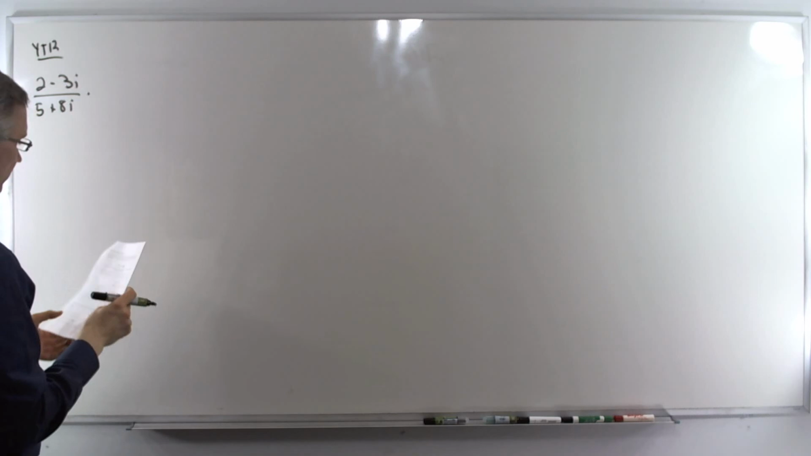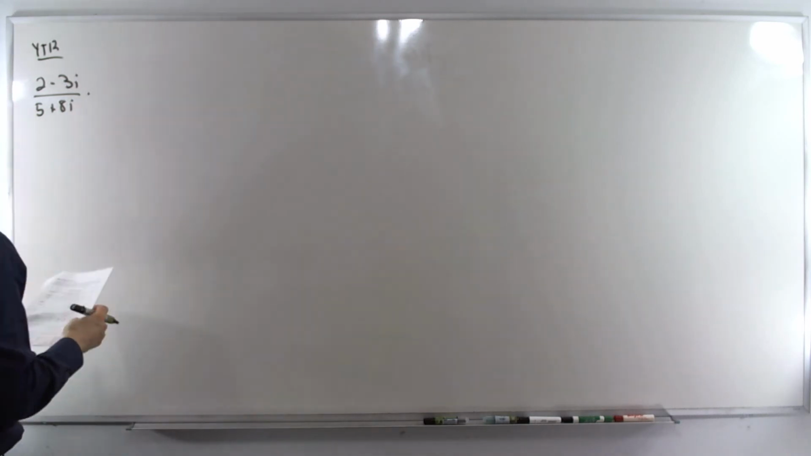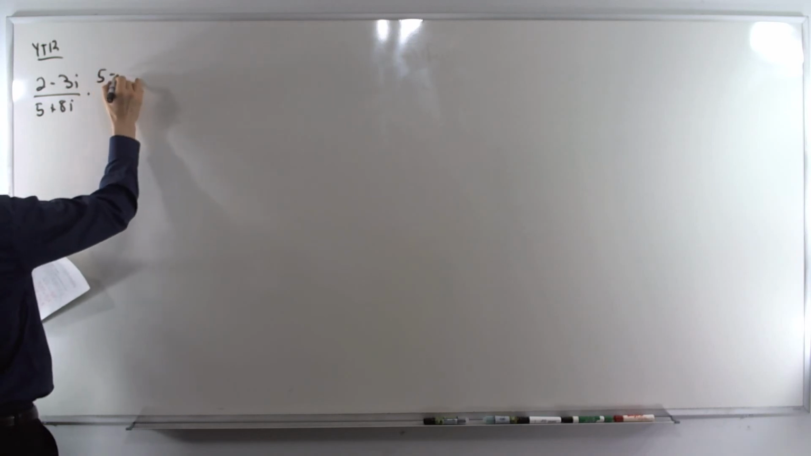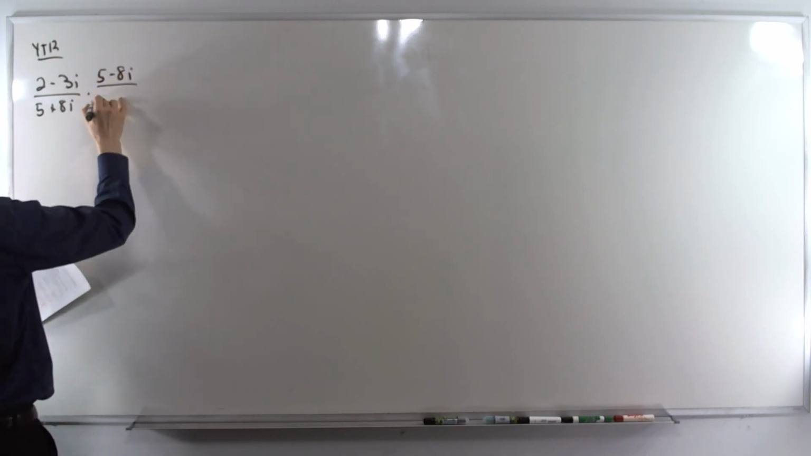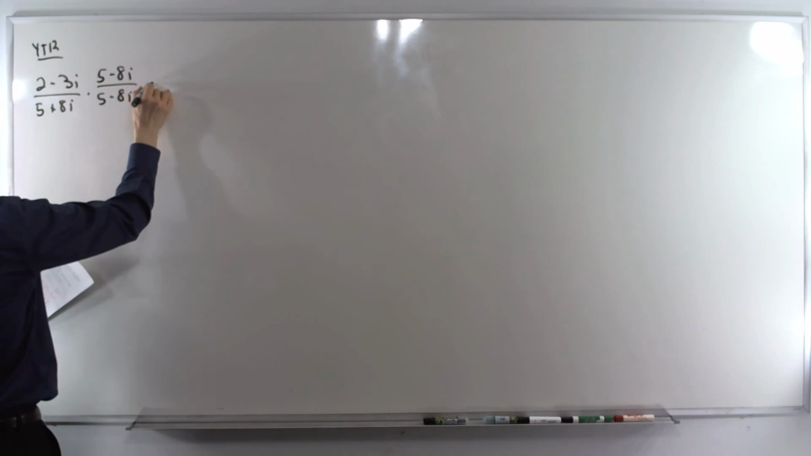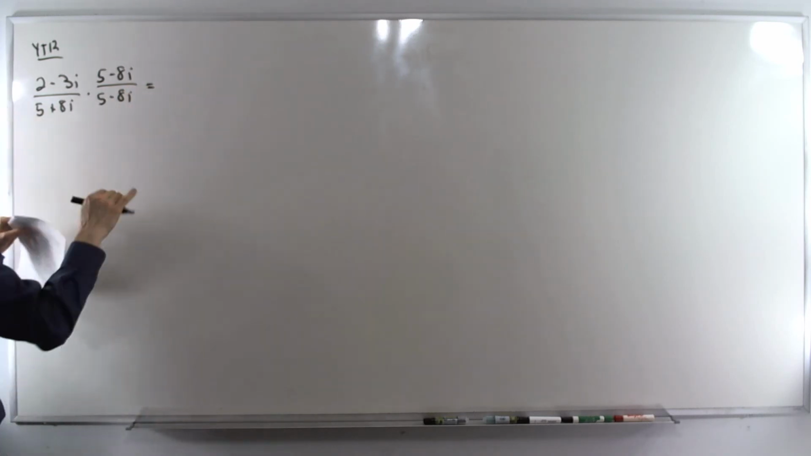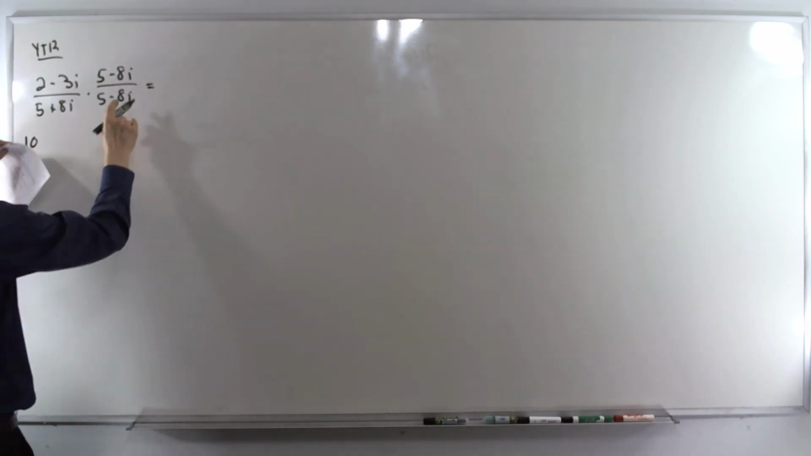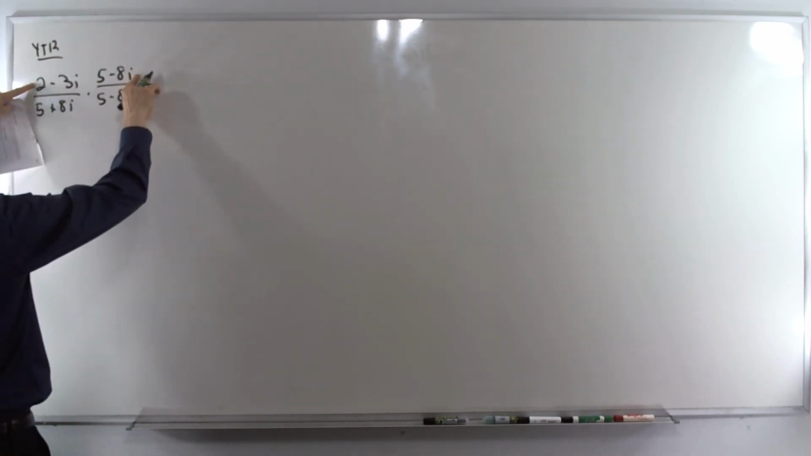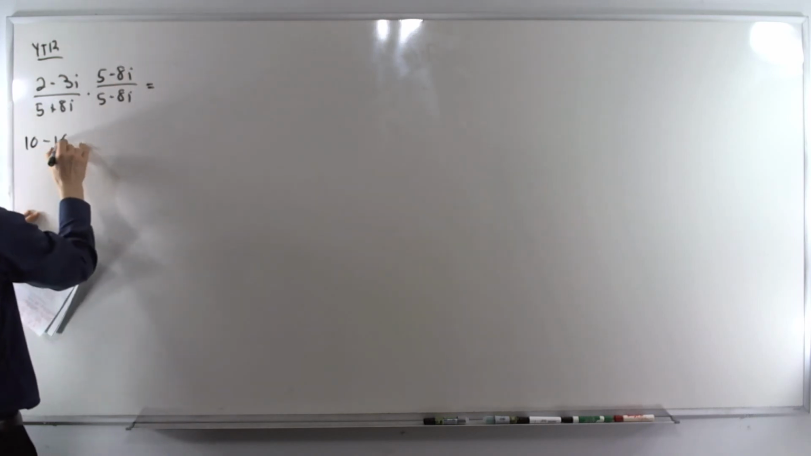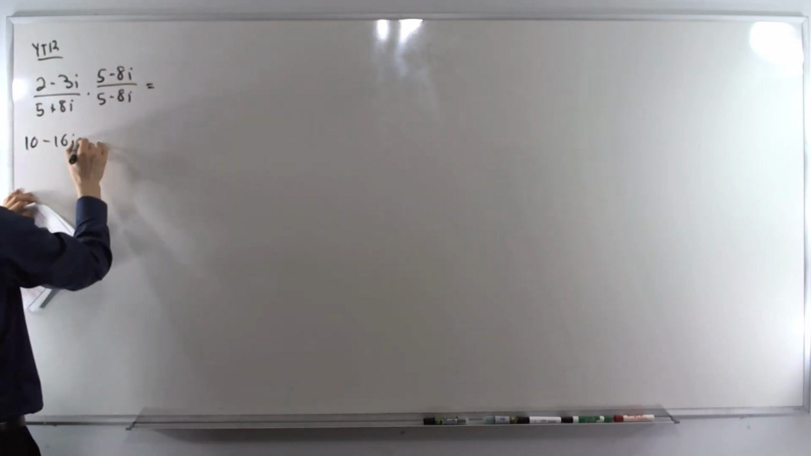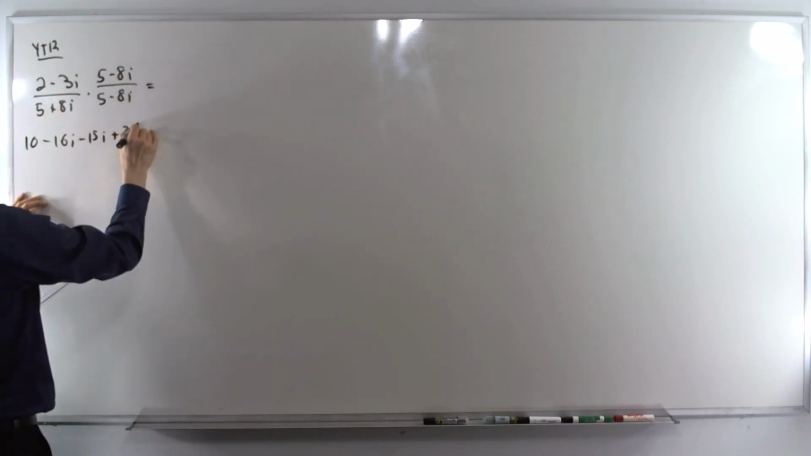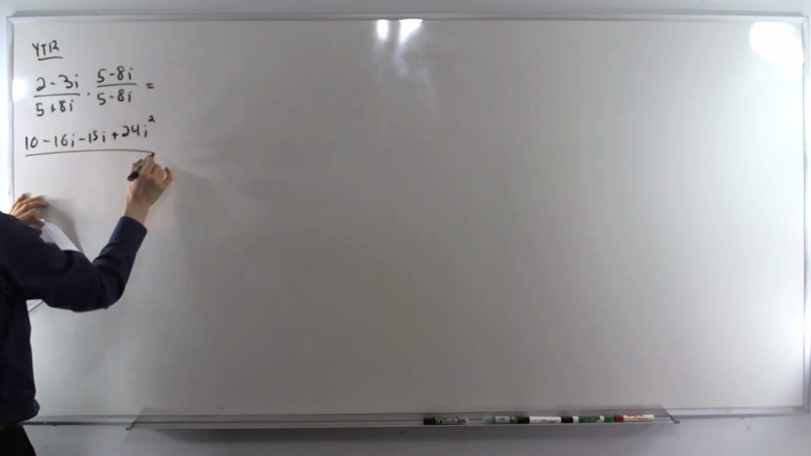So we got 5 plus 8i in the denominator. So we're going to multiply by the complex conjugate of the denominator over itself, 5 minus 8i over 5 minus 8i. All right, we're going to FOIL on top. 2 times 5 is 10. Outside, 2 times negative 8i is negative 16i. Inside, negative 15i. Last, plus 24i squared.